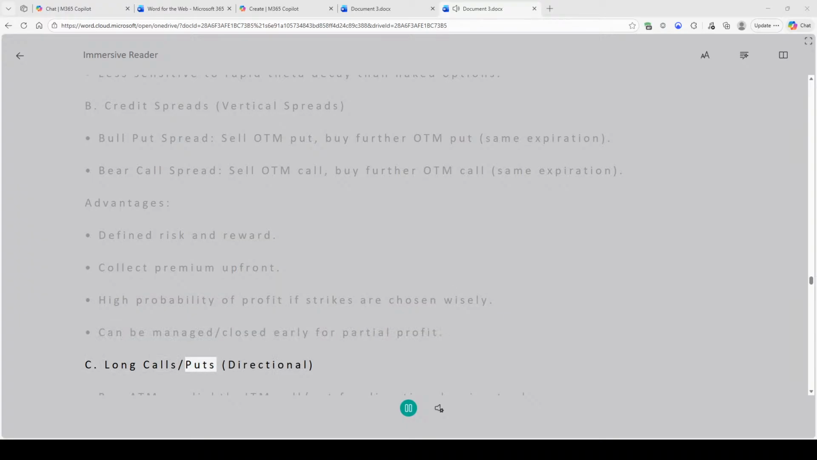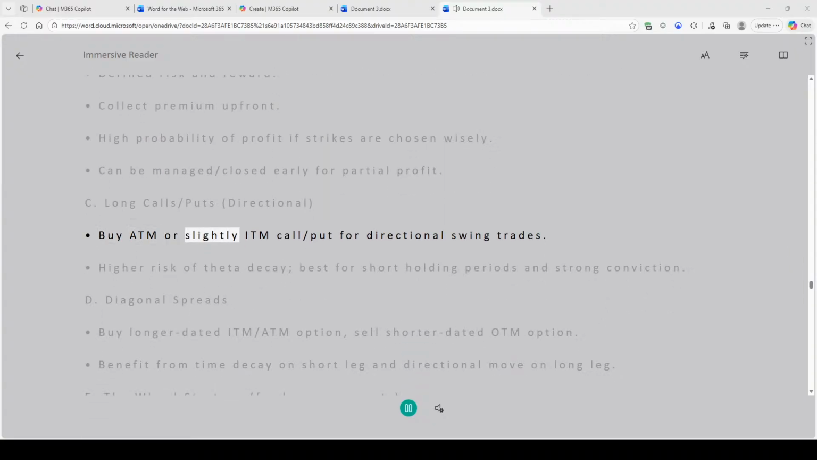C. Long calls/puts, directional. Buy ATM or slightly ITM call/put for directional swing trades. Higher risk of theta decay, best for short holding periods and strong conviction. D. Diagonal spreads. Buy longer dated ITM/ATM option, sell shorter dated OTM option. Benefit from time decay on short leg and directional move on long leg. E. The wheel strategy, for larger accounts. Sell cash secured puts, if assigned, sell covered calls. Requires capital to buy 100 shares, best for accounts greater than $8,000.